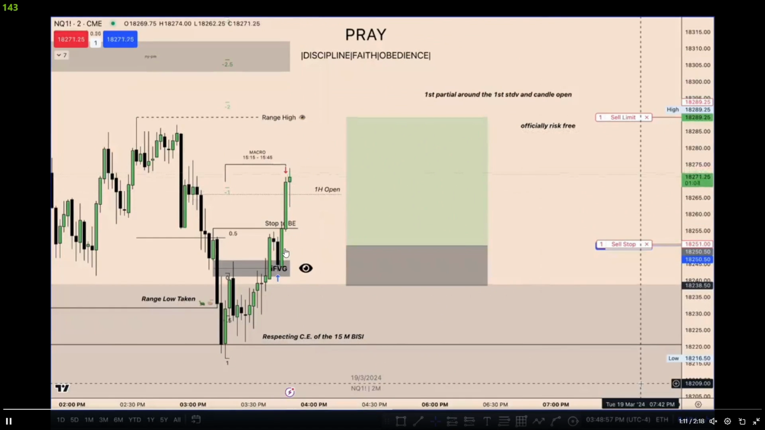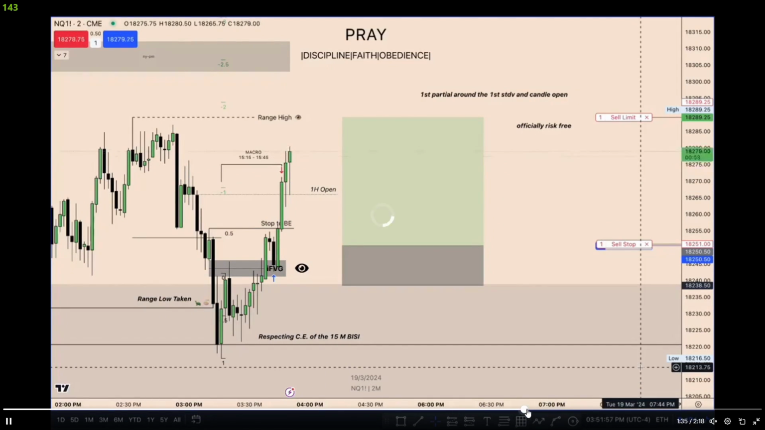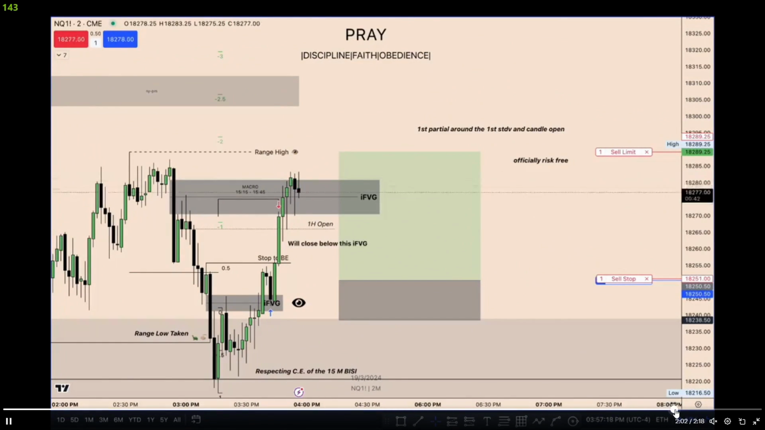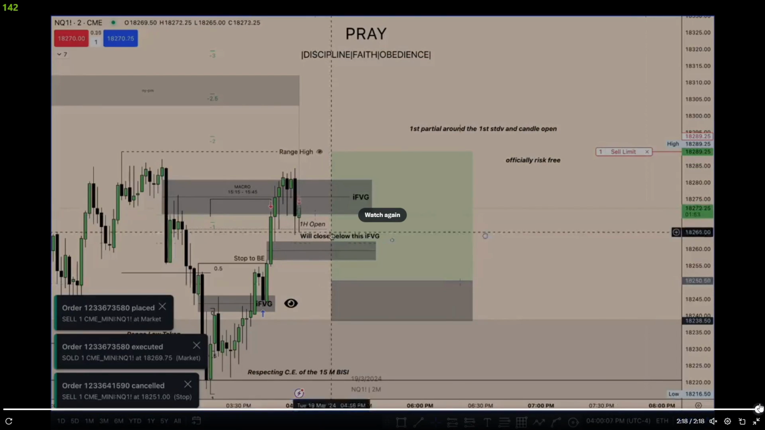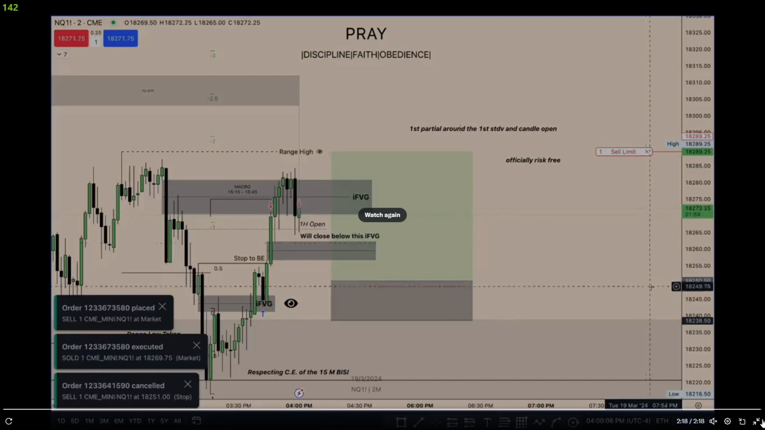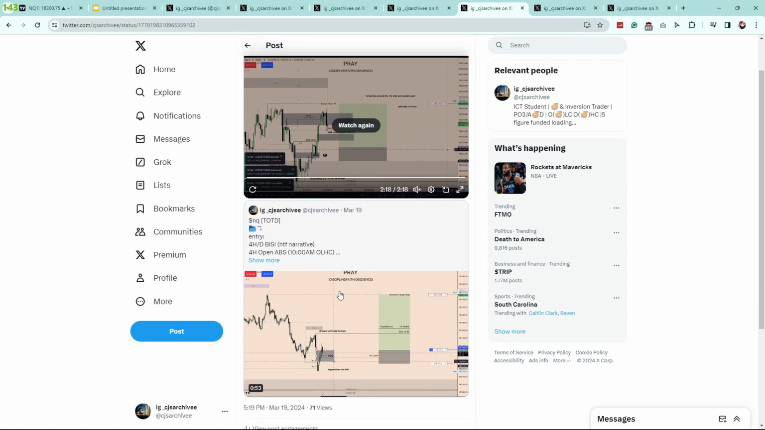That was the range high. We had our standard deviations marked out as well, right? Price continued to go higher, inversing that fair value gap. But we closed early because it was near the end of the day.